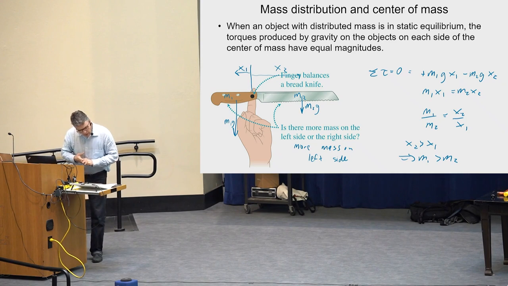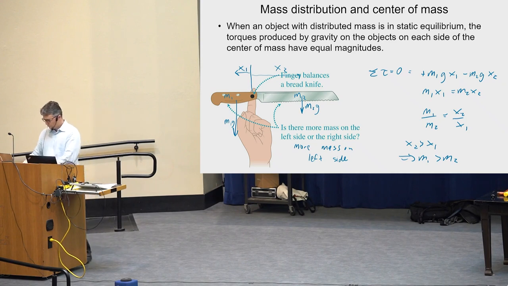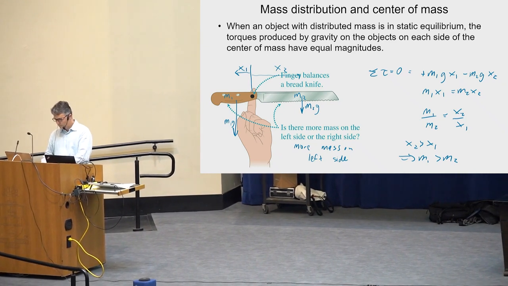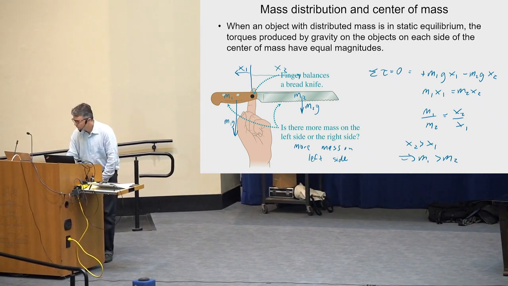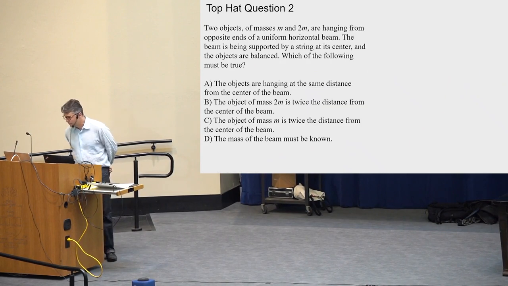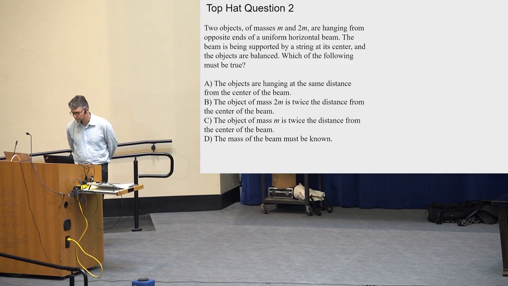Okay, let's do another top hat question, drill here. Two objects of masses m and 2m are hanging from opposite ends of a uniform horizontal beam. The beam is being supported by a string at its center, and the objects are balanced. Which of the following must be true?